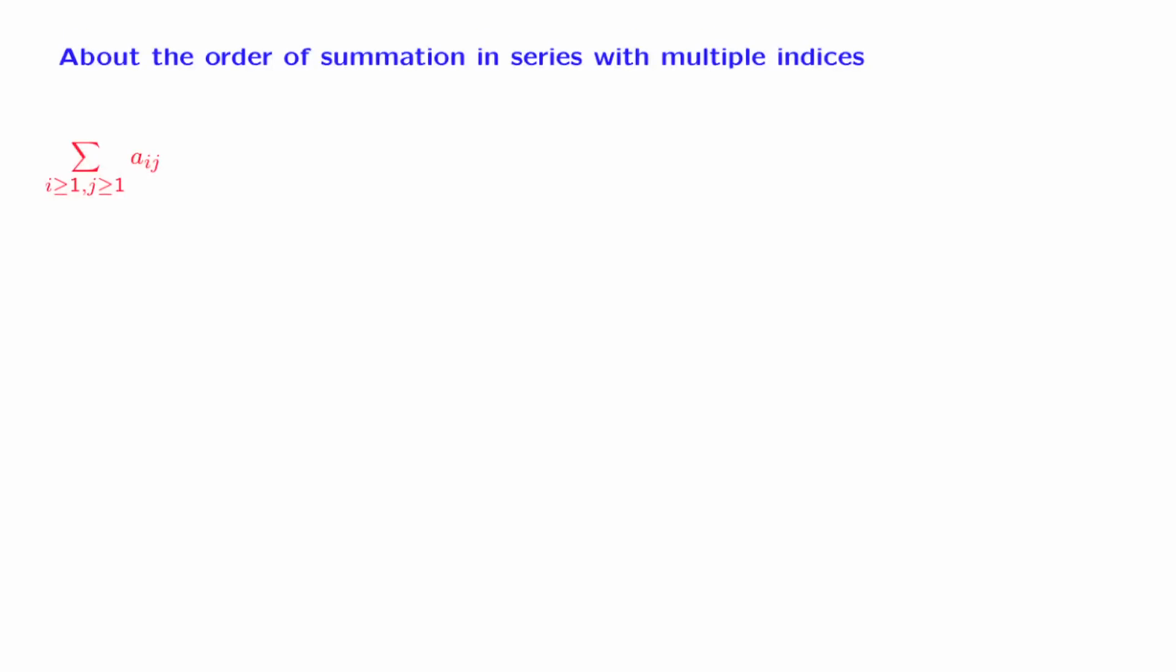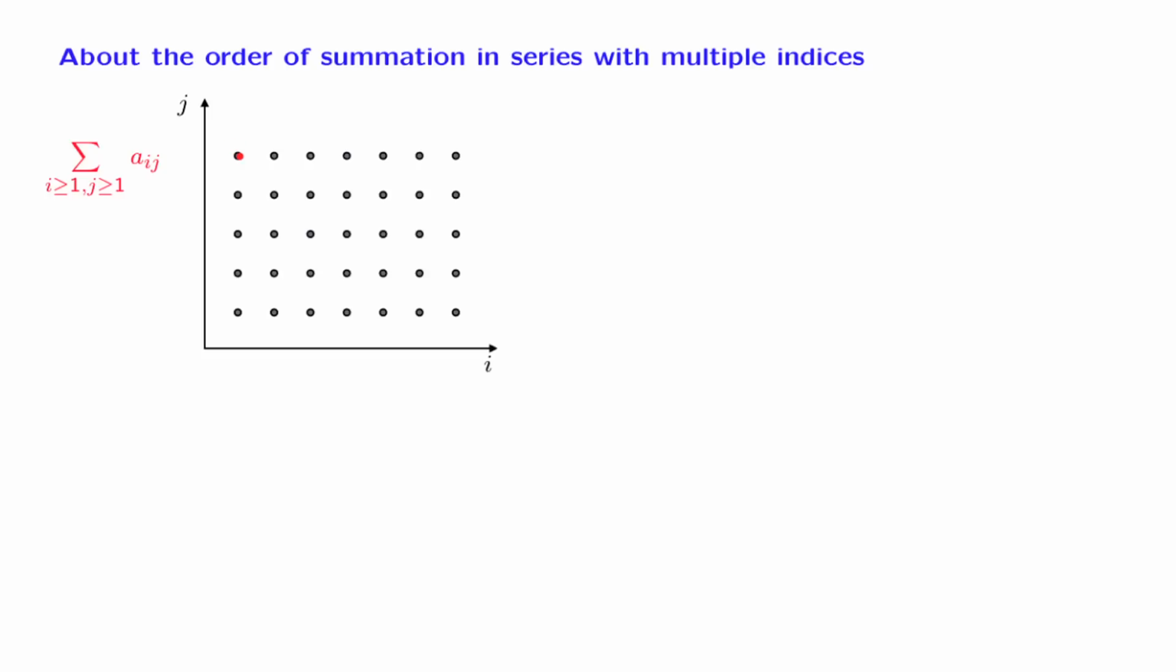We now continue our discussion of infinite series. Sometimes we have to deal with series where the terms being added are indexed by multiple indices, as in this example here. We're given numbers a_{ij}, and i ranges over all the positive integers. j also ranges over all the positive integers.